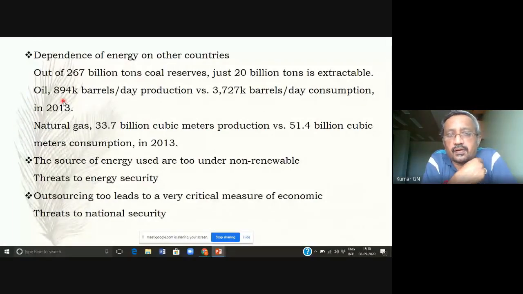And oil, you can observe here, 894 thousand barrels per day production versus 3,729 thousand barrels per day consumption. So you can see nearly 2,900 thousand barrels per day we are importing. Okay, we are importing from other countries, even Iran. So when we import most of it, our economy depends upon that, and the dollar price is fluctuating day by day. Okay. That is one aspect.